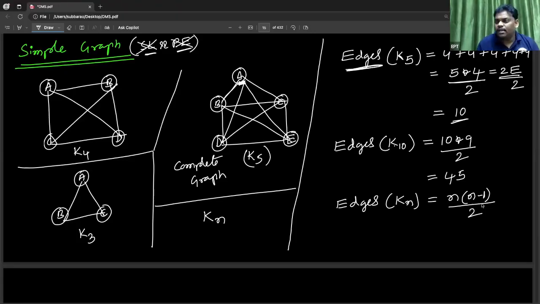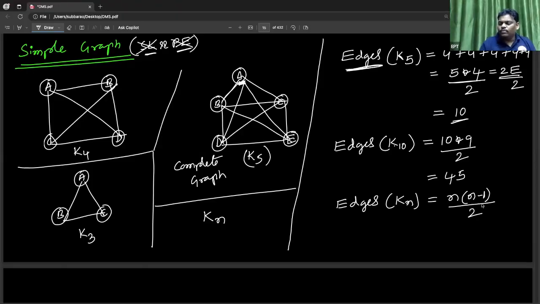Some people are asking for the complete graph definition. It is very simple. A complete graph Kn is nothing but, in an n-vertex simple graph, every vertex has degree n minus 1. Then it is called a complete graph with n vertices, which is called Kn. Then how many edges are there? This is the way of calculation.